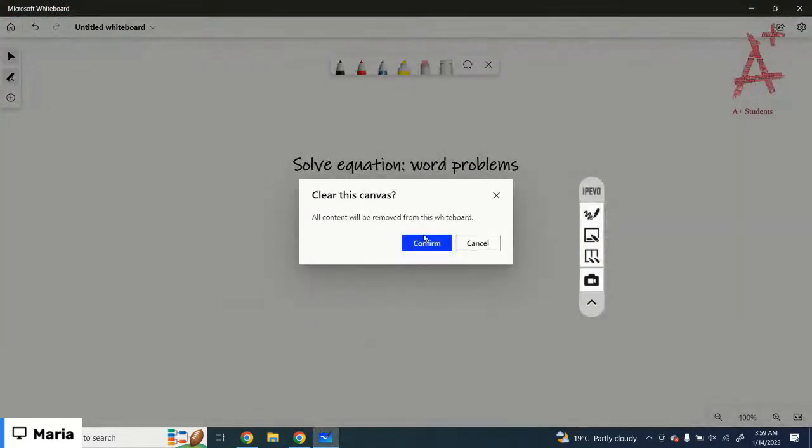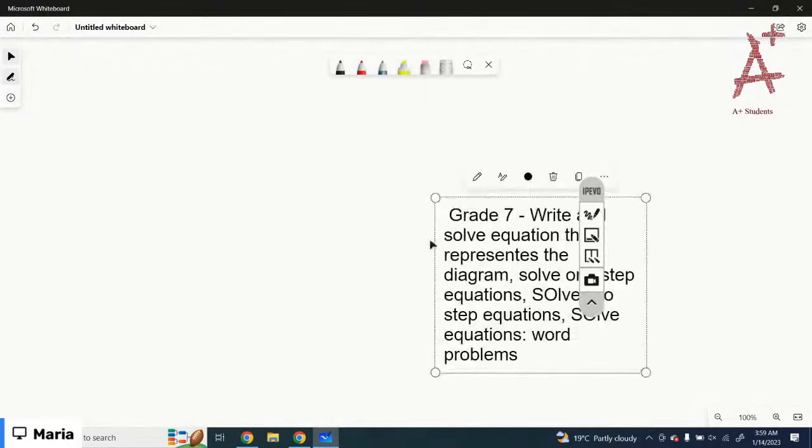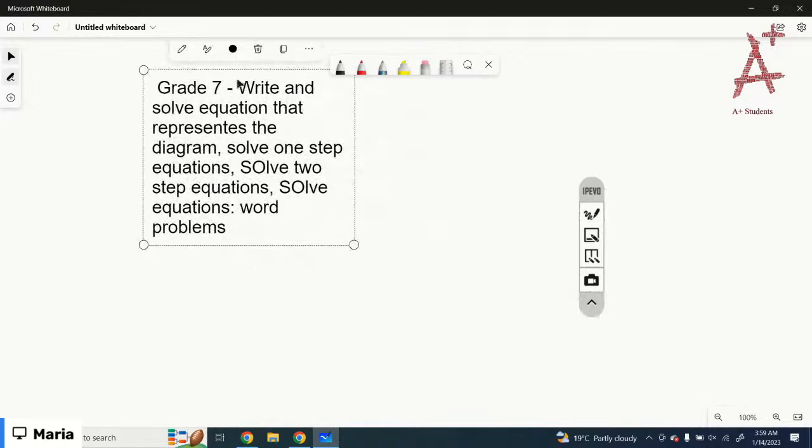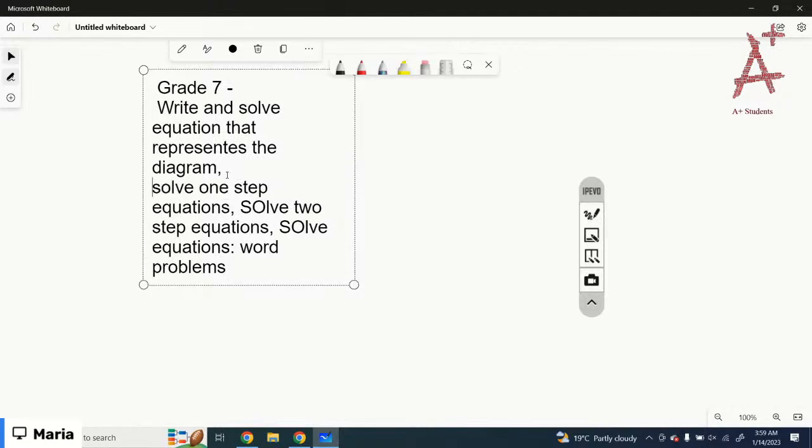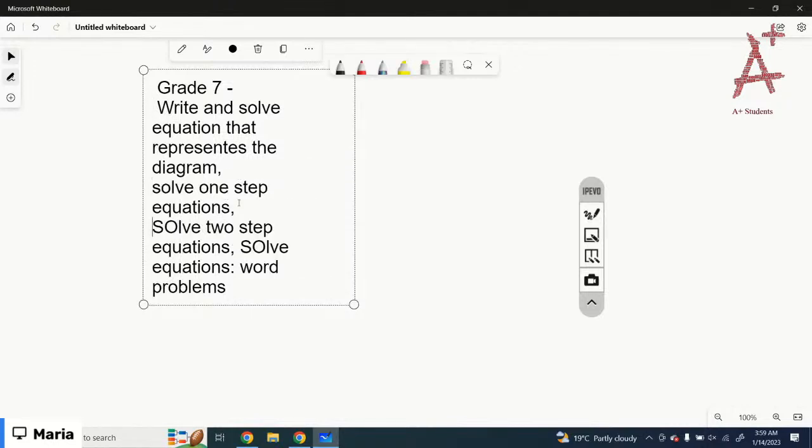So here is the list of the lessons we have covered today. We were working on grade 7 maths, and the lessons we have covered are: write and solve equations that represent the diagram, solve one-step equations. Then we did solve two-step equations, and the one we just covered is solve equations word problems.